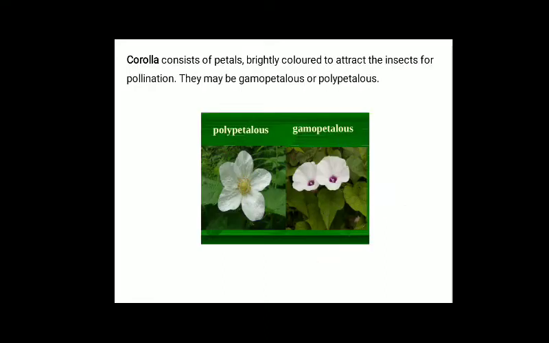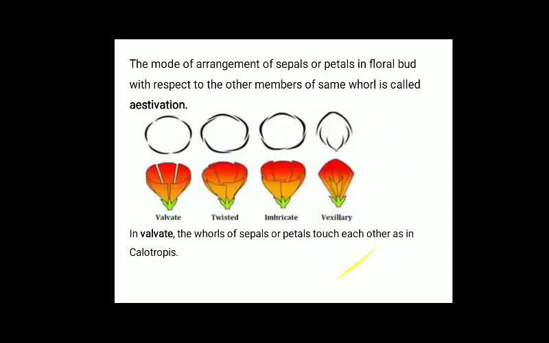So then corolla. Corolla consists of petals. They are brightly colored, attract insects for pollination. They may be gamopetalous or polypetalous. Gamo means when petals are fused. In the first picture, we observe that the petals are fused to each other. In case of polypetalous, the petals are free and they are not united.